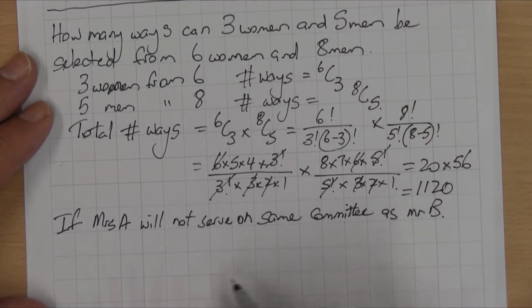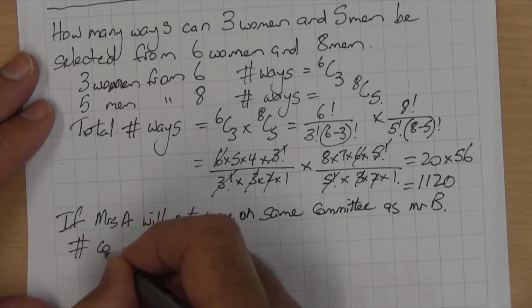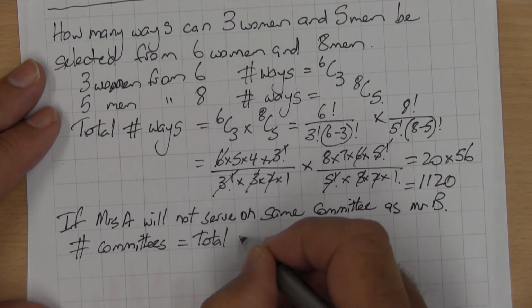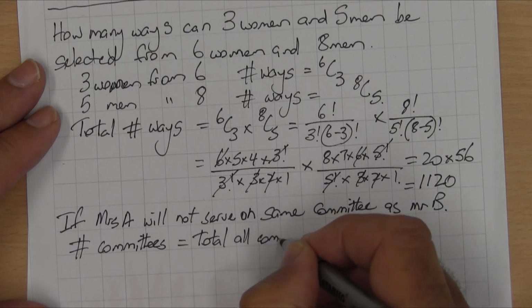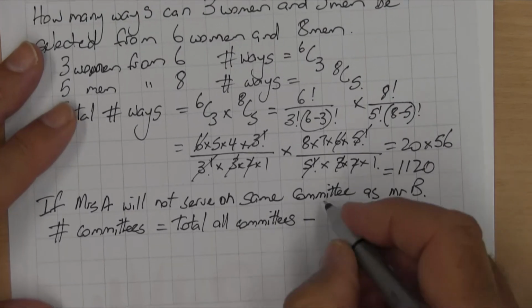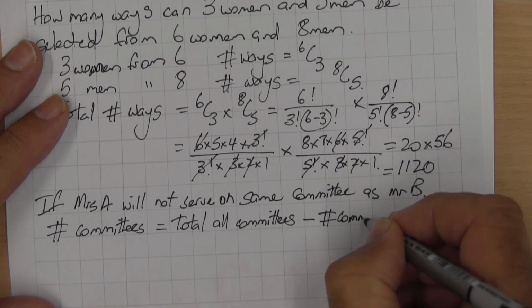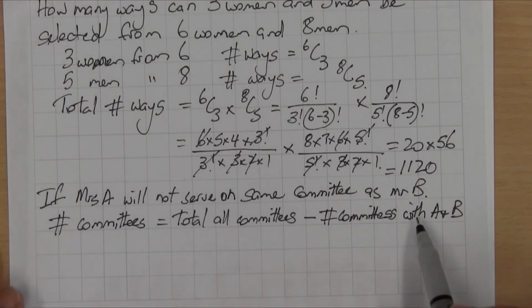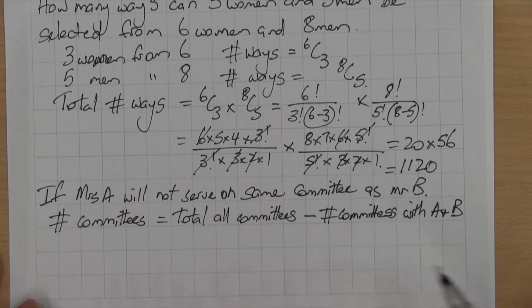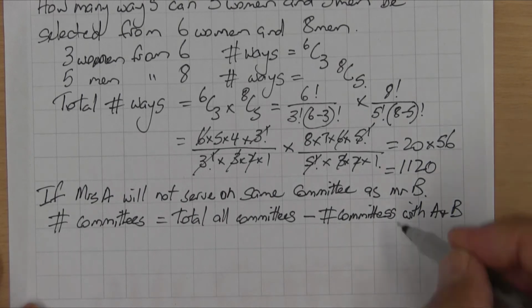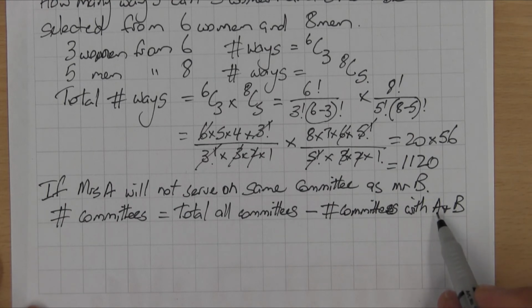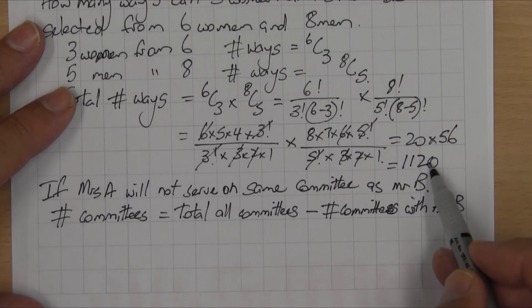So the total number of committees will be the total of all committees, which we've just worked out here, minus the number of committees with A and B. So with Mrs. A and Mr. B. So we're going to look at, if we can calculate that and just take it away from the total committees, that'll be the number of committees that we can actually form, because all of these cannot be formed because of A and B. We'll look at the number of ways that we can get both A and B on the committee and then subtract it away from all those. Now this we've already calculated as that.